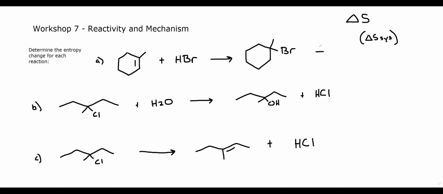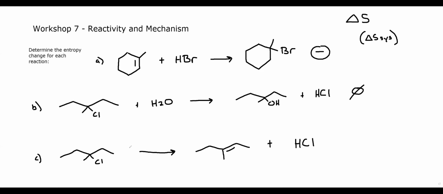So this would be a negative value for entropy. If we are taking two components and combining them into one, that's a decrease, a lowering in entropy. So that would give us a negative value for entropy. For B, we have two components turning into two different components. So if we start with two components and we end up with two components, we aren't forming or breaking any sort of ring system. Starting with two, ending with two, that would be a net zero change in entropy. Okay, there's no change in entropy there.